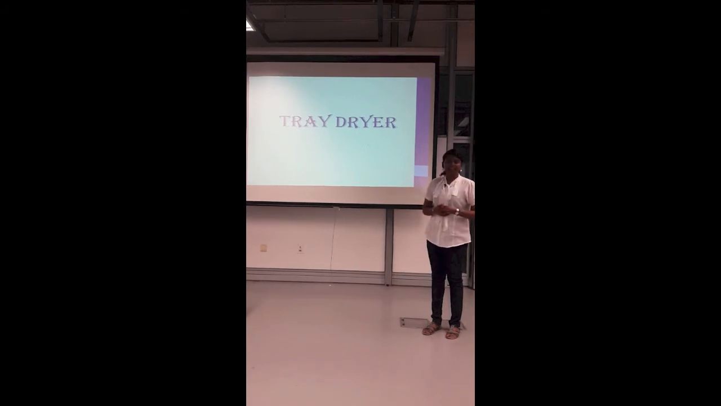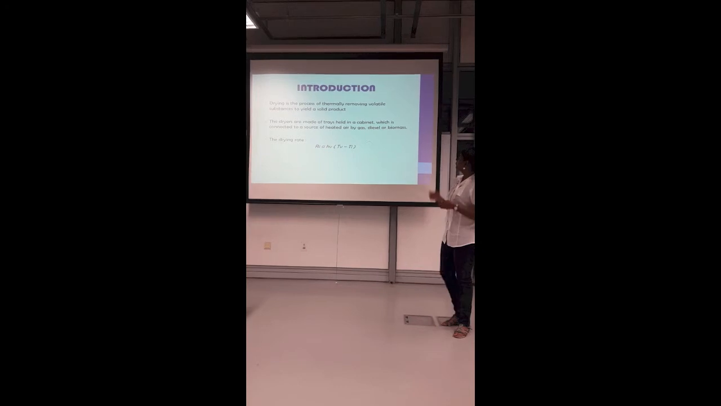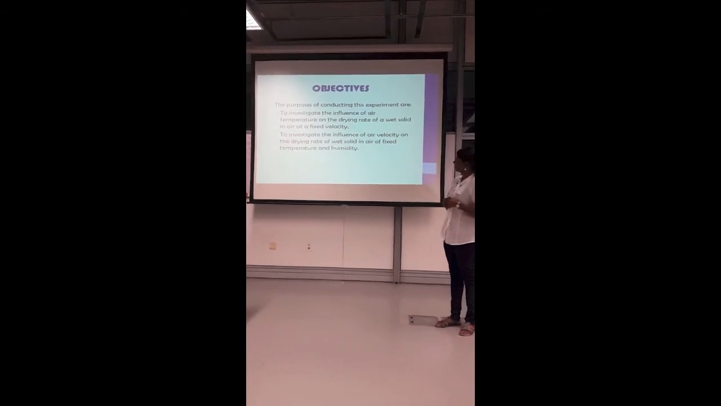That's all. Thank you. Moving on to the next experiment, which is spray drying. Drying is the process of thermally removing volatile substances to yield a solid product. The dryers are made of trays held in a cabinet which is connected to a source of heated air by gas, diesel or biomass.